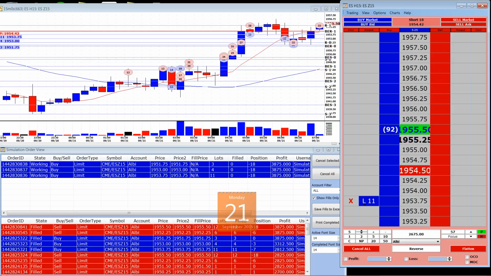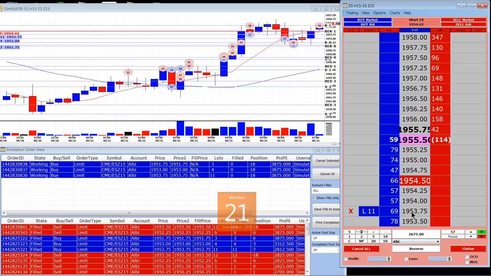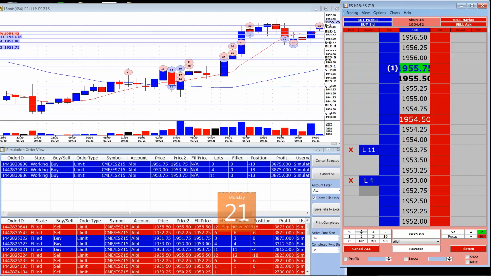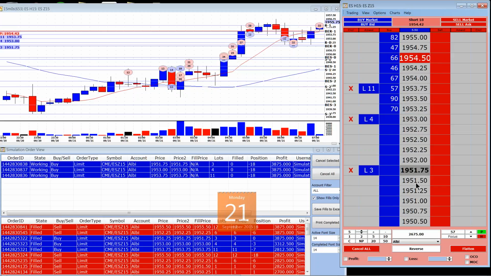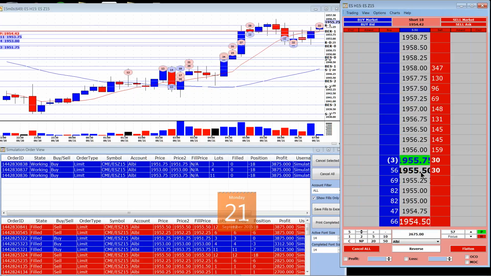And you can see how the targets were moved up. Now we have 11 contracts that we're looking to purchase at 1953.75, 4 at 1953, and 3 more at 1951.75.